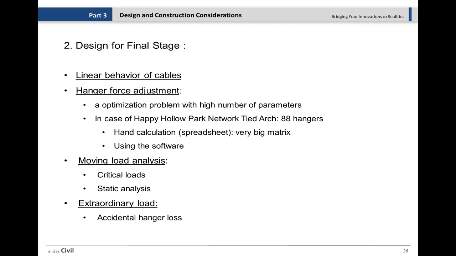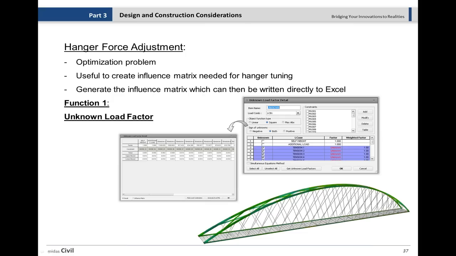And then you need to consider the moving load analysis. As we discussed, we have to find the critical loads to see what's causing the maximum effect on the structure. It could be displacement, or it could be forces or moments. Then also we need to consider the extraordinary loads. So let's see how we can do those. The first one will be hanger force adjustment.